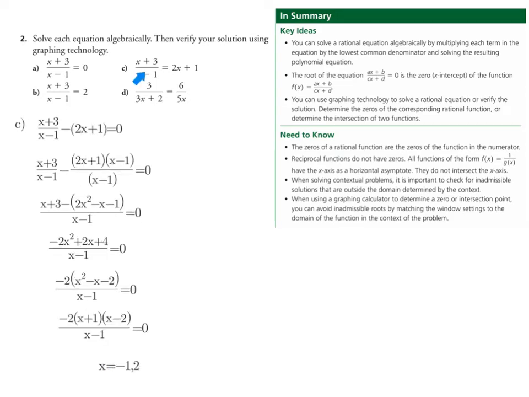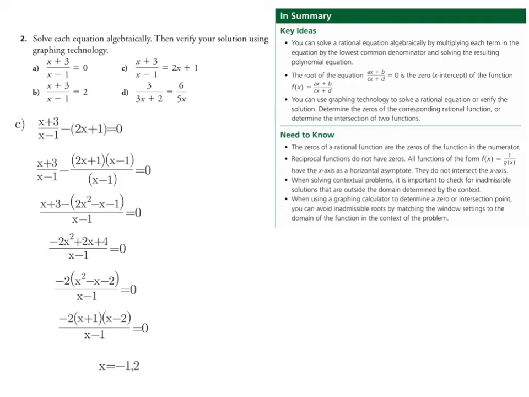All right, let's look at part C here. So now we've got basically the same thing, x plus 3 over x minus 1, but now it equals 2x plus 1. So same thing, we want to bring everything to the left. So x plus 3 over x minus 1 minus 2x plus 1. Which I could also have said minus 2x minus 1.